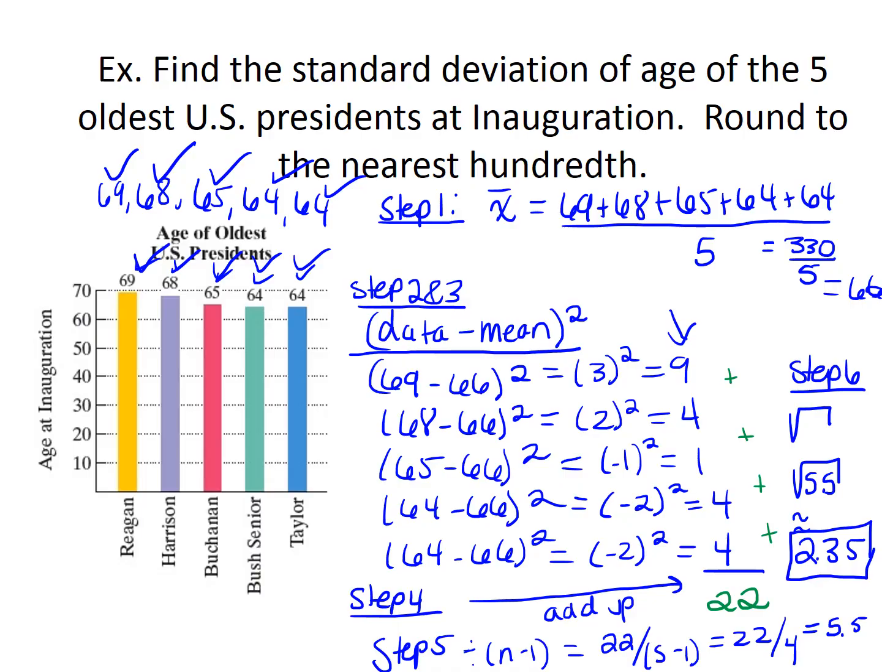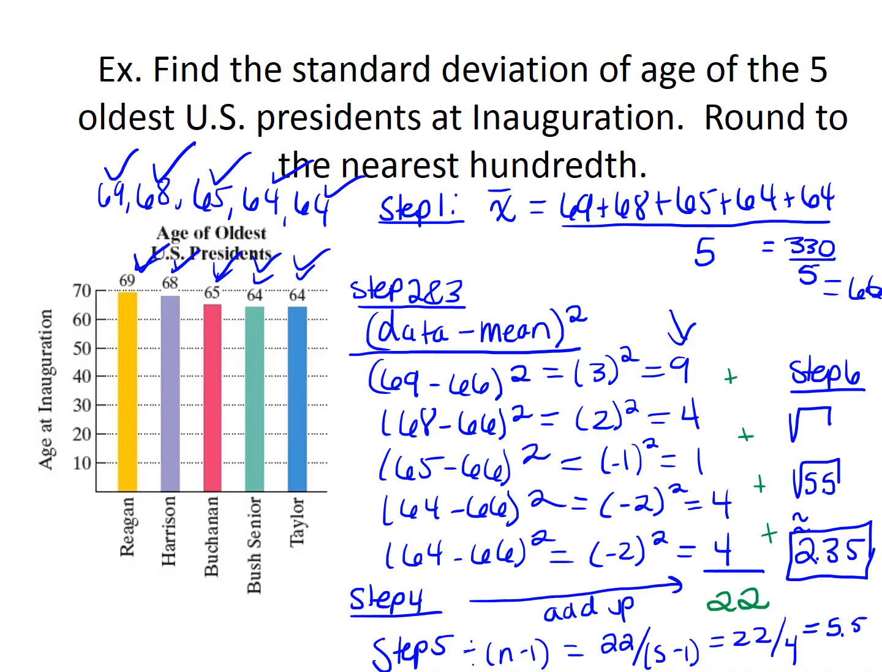So again, it's a 6-step process. You will just need to memorize those steps. Find the mean, data value minus mean, square it, add those up, divide by n minus 1, and take the square root.